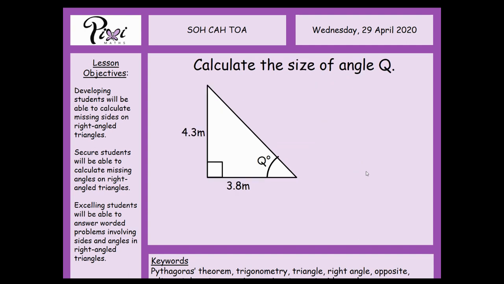Right, if we have a look at the second one then, this time trying to calculate the size of the angle. Again, you need to do it properly and label your three sides. We know 4.3 is opposite to angle Q.